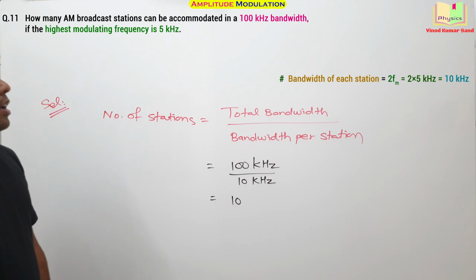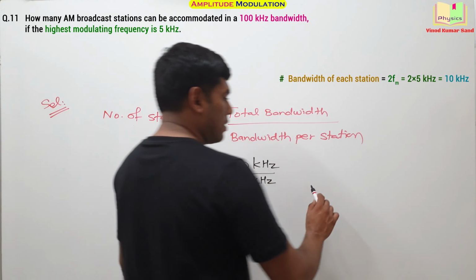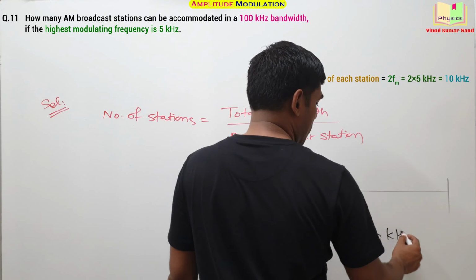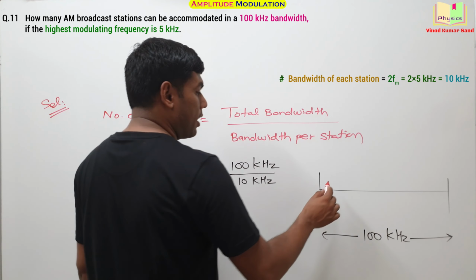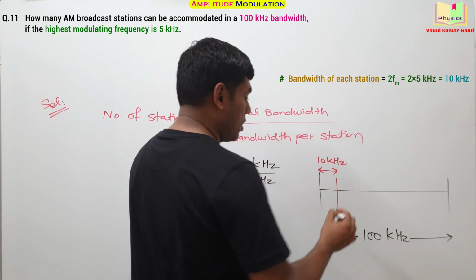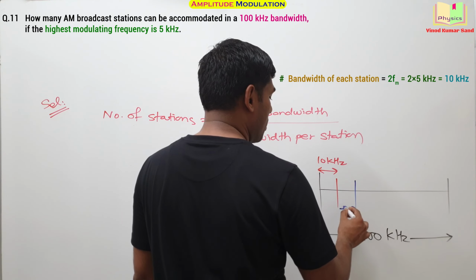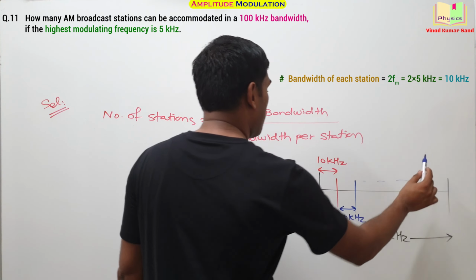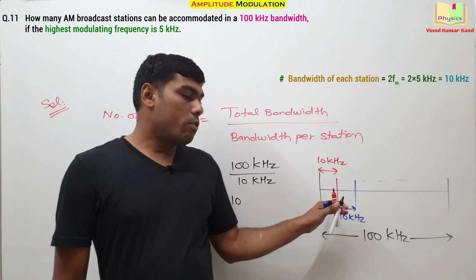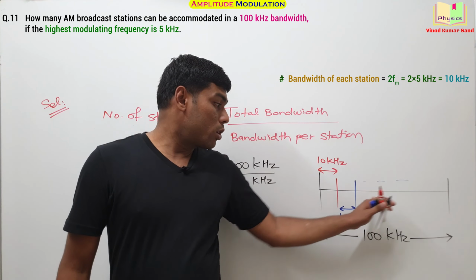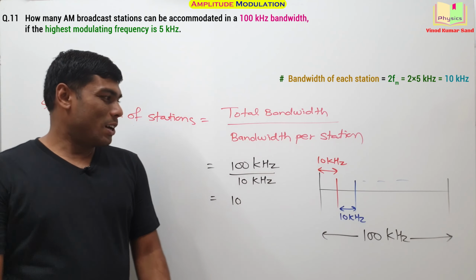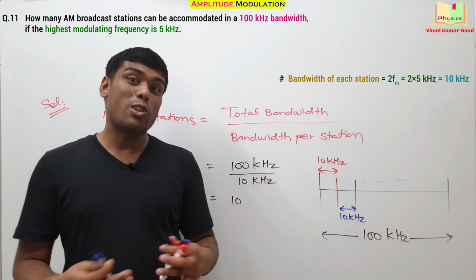Is it okay? Now how can we see it? Suppose this is the 100 kilohertz bandwidth. The first station takes up the 10 kilohertz. Then the next station takes up another 10 kilohertz. And in this way, how many stations can be accommodated? It's simple. In this way, we can accommodate totally 10 stations. Is it okay? Note it down. Then we'll be taking up a question on a similar pattern.